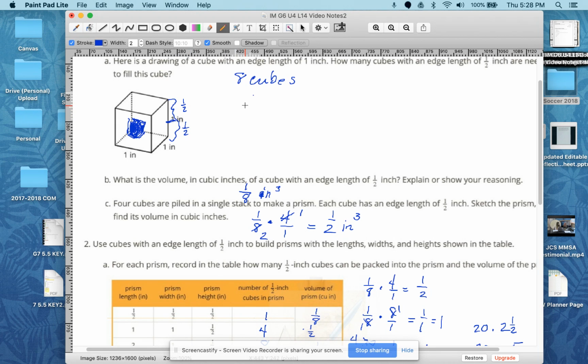If they asked you how many 1/4 inch cubes, we would have to split this length into fourths, and we would have 1 1/4 inch cube there, 1 1/4 inch cube there, 1 1/4 inch cube there, and 1 1/4 inch cube there. So if they ask you how many 1/4 inch cubes go in there, that would be 4, because there are 4 sections when you split it into quarters. There are 2 sections when you split it into half. So that's just a little hint about one of the questions in your homework.